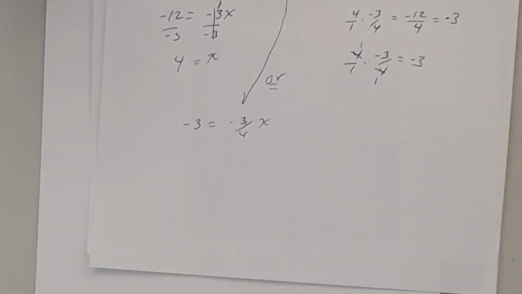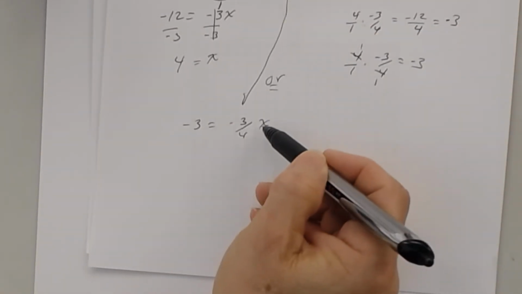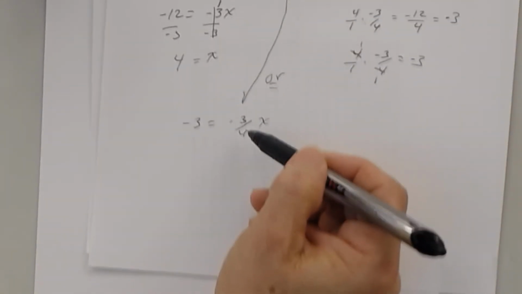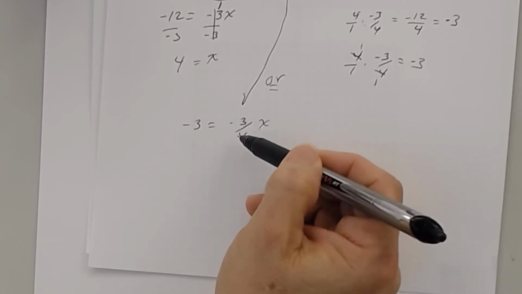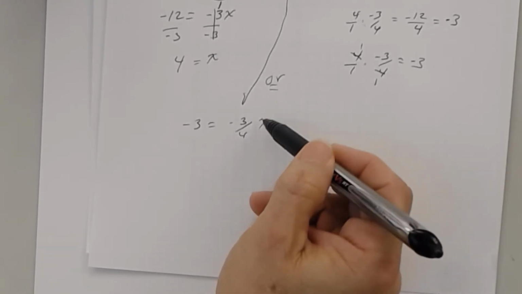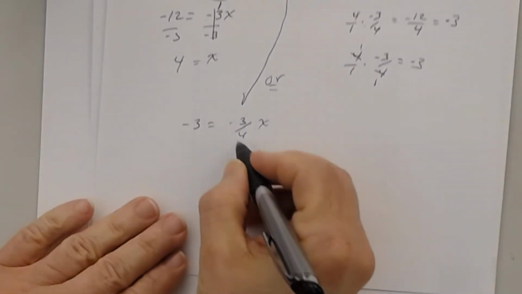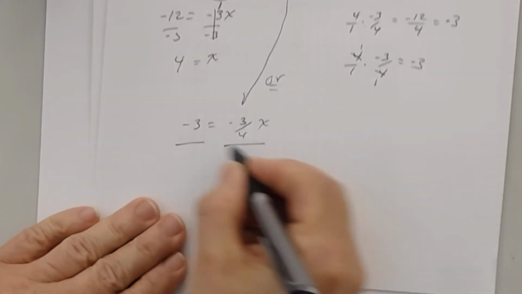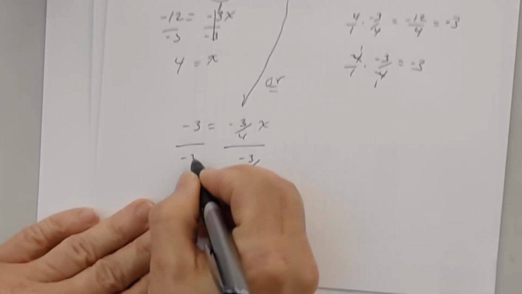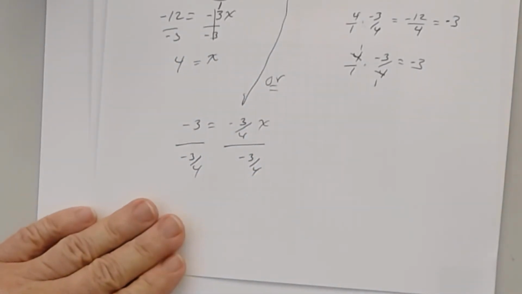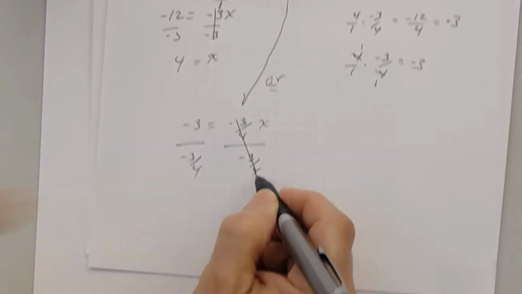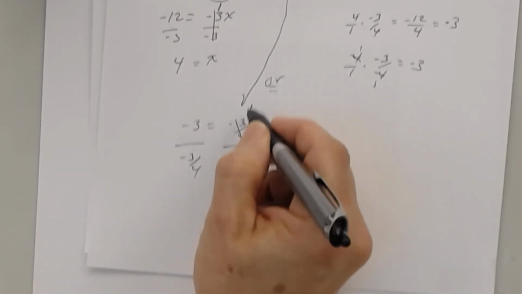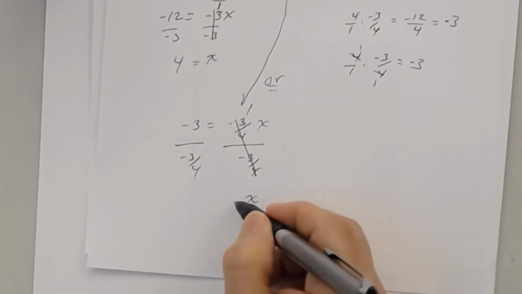So this is what she did. She said, well, I am multiplying x by -3/4. So the coefficient of x is what? -3/4. Right now, x is multiplied by -3/4, so what's the opposite? Divide by -3/4. And -3/4 divided by -3/4 is 1. 1 times x is x.